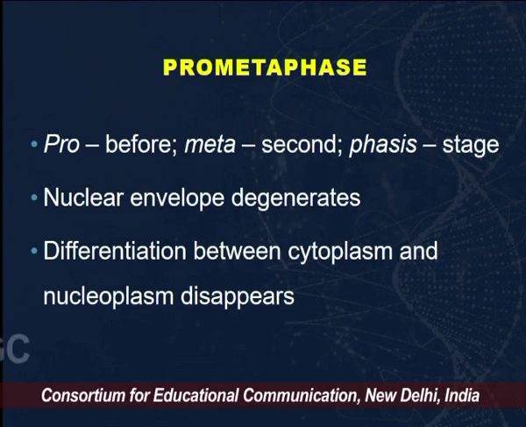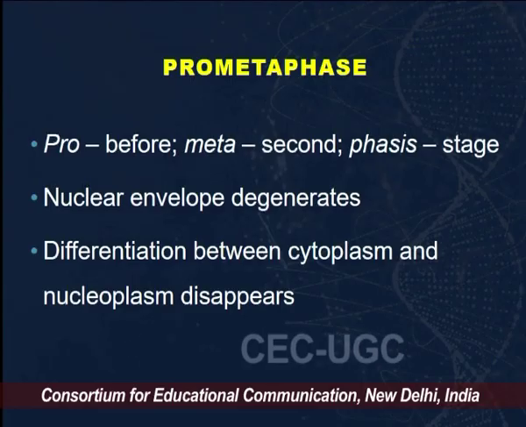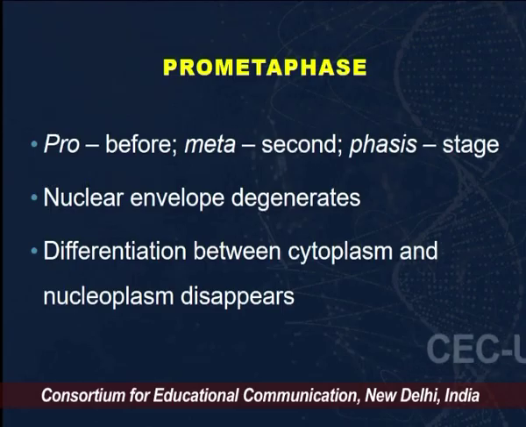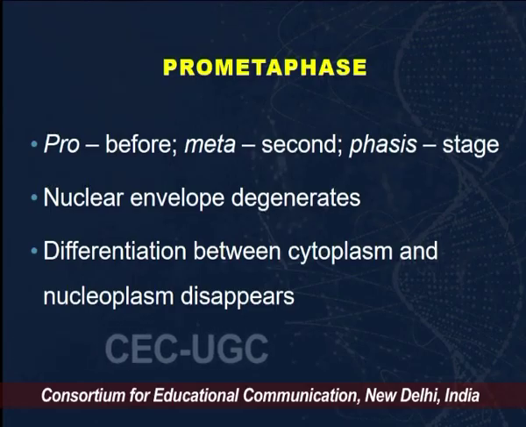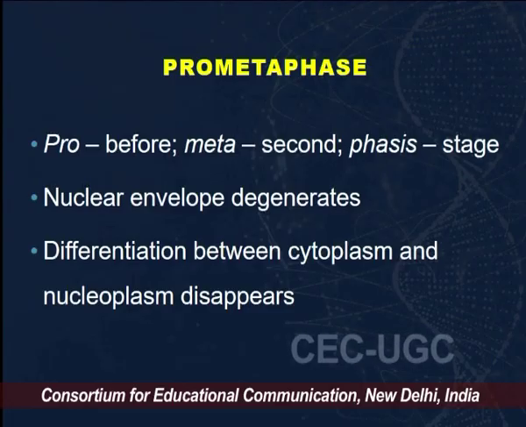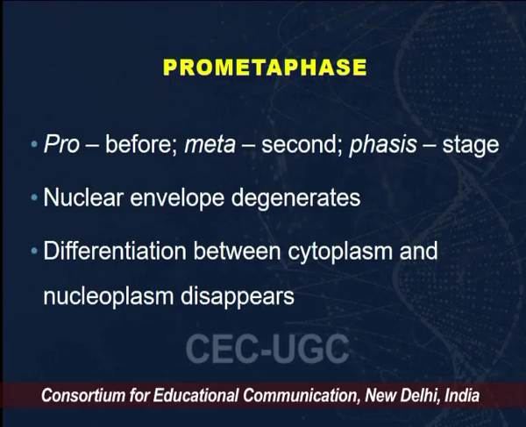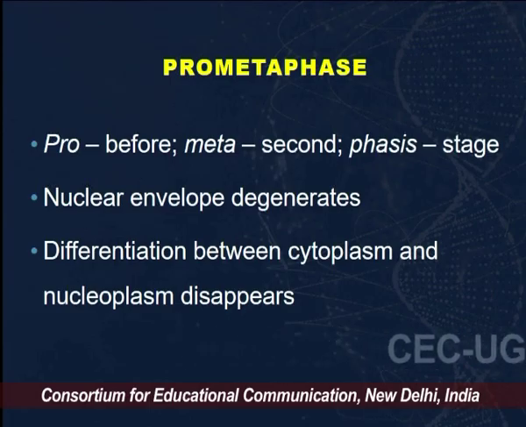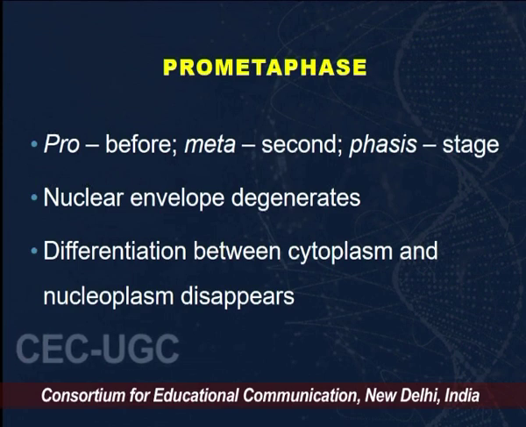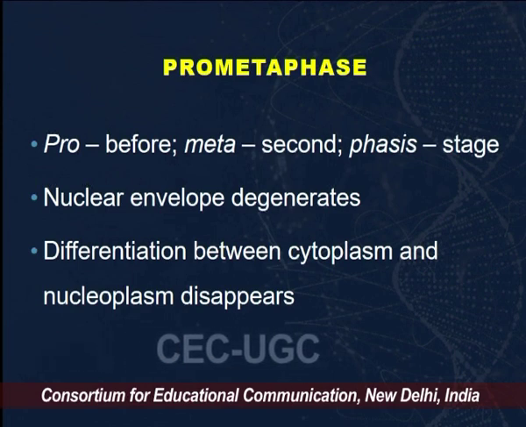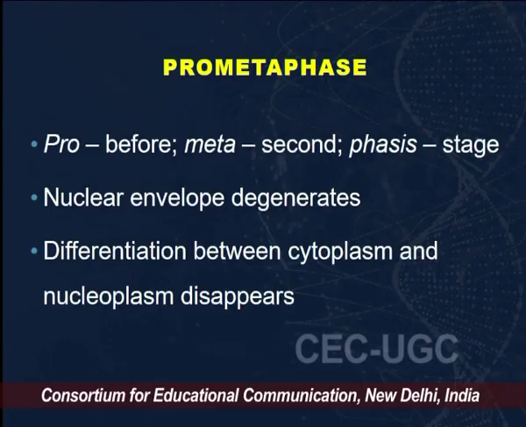Now we move to the prometaphase. Pro means before, meta means second, and phase is the stage. So it is after the first stage and before the second stage. In prometaphase the nuclear envelope degenerates and the differentiation between cytoplasm and nucleoplasm disappears, because the nuclear envelope is the one thing which differentiates the nucleoplasm from the cytoplasm. But now as the nuclear envelope has degenerated, the differentiation between the cytoplasm and the nucleoplasm has disappeared.